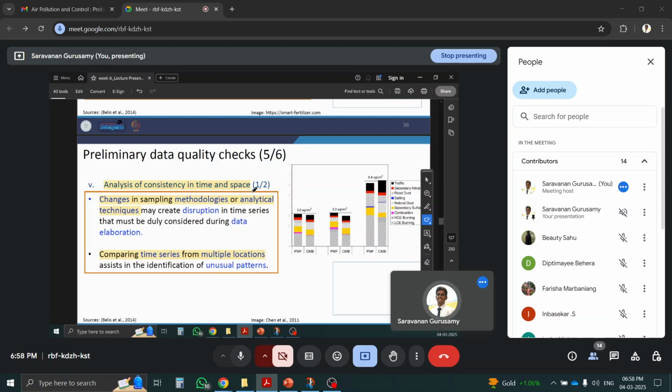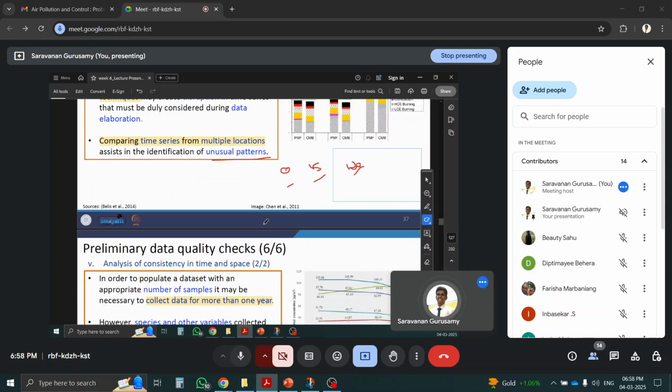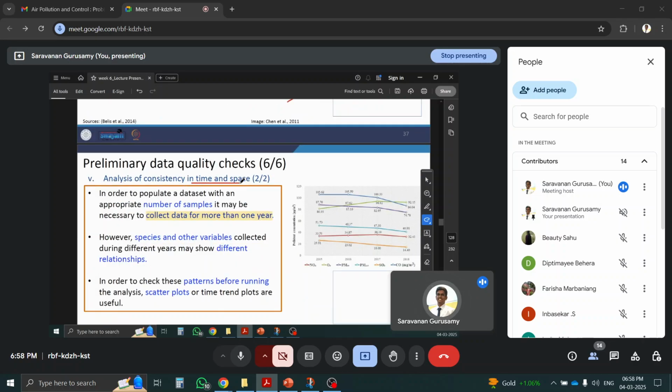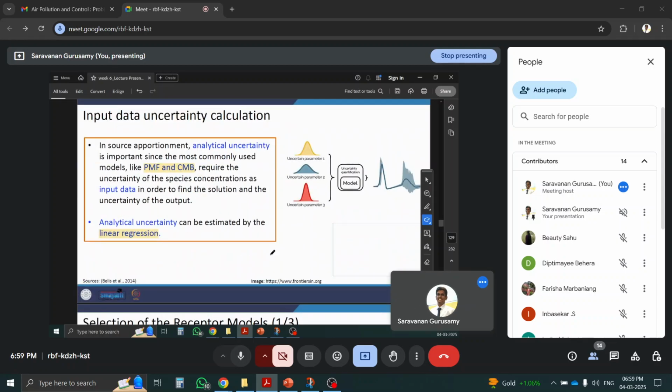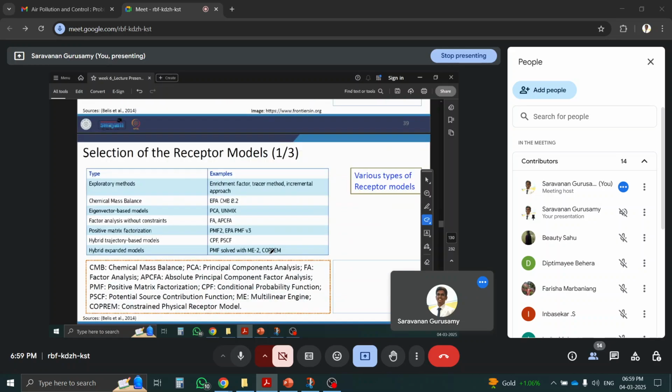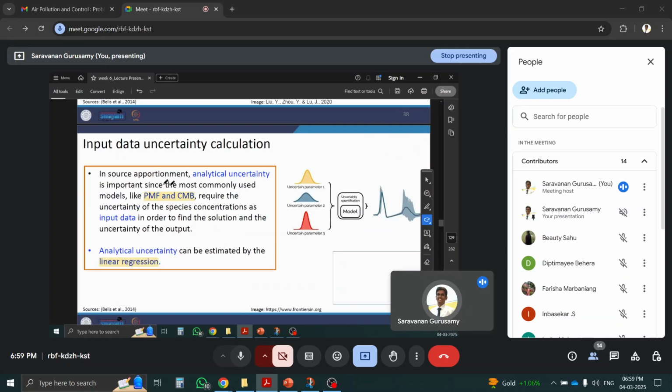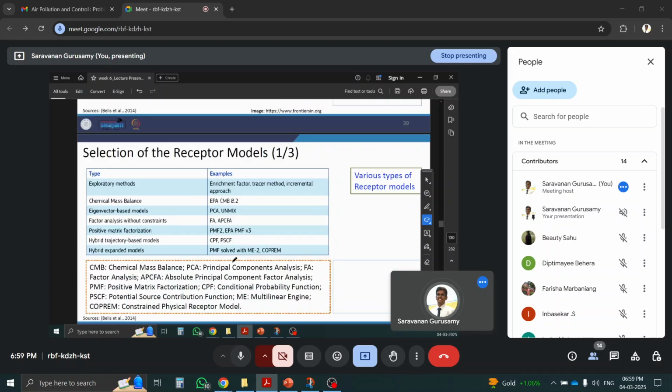And analysis of consistency in time and space. If I am getting the value of 100 today, and tomorrow it is 150, and the day after tomorrow it is 120, there is a consistency in my result. If it goes to 1000 in a day, then it is inconsistent data. That I have to take care of. So those are all unusual patterns I can observe. Okay. Then analysis of consistency in time and space, you can see in the same timeline graph, the time trend graph. So uncertainties also need to be incorporated in both these models, and you have to get the result.